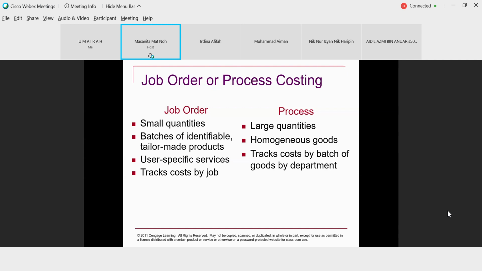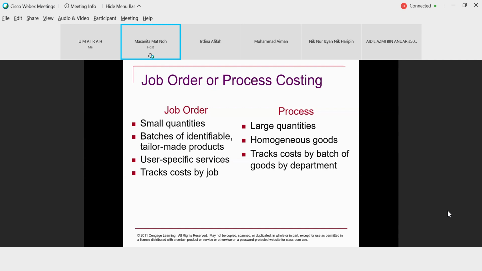Maksudnya macam mana you nak determine cost untuk the productions of items yang banyak sekali, and the characteristics of the products is same for all the items kan. Whereas for job order ni dia lebih spesifik, dia lebih customized. The best example is to build a bungalow. Bungalow maksudnya it has its own characteristic. So satu unit bungalow tu, all the jobs that related with the build of the bungalow is customized to only that specific bungalow.